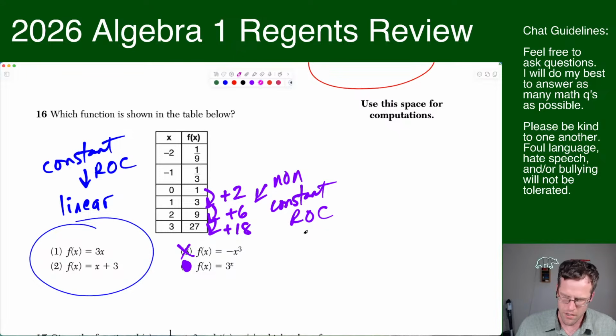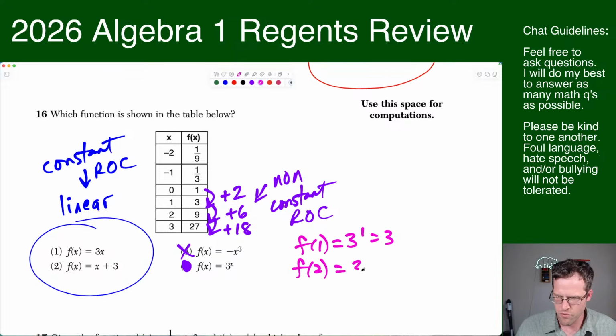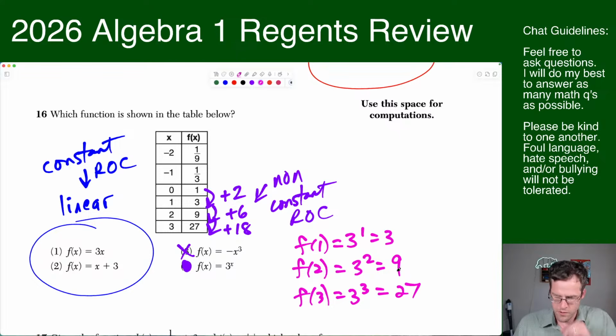We could just plug in and see, f of 1 is equal to 3 to the first power, which is 3. f of 2 is equal to 3 to the second power, and 3 to the second power is 9. f of 3 equals 3 to the third power, and this is equal to 27. So that's why this one. All right.